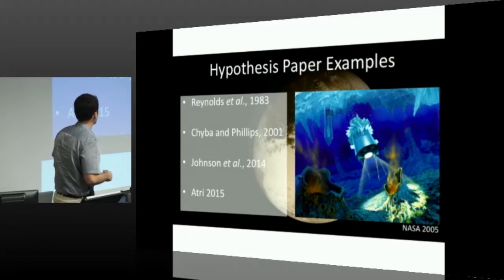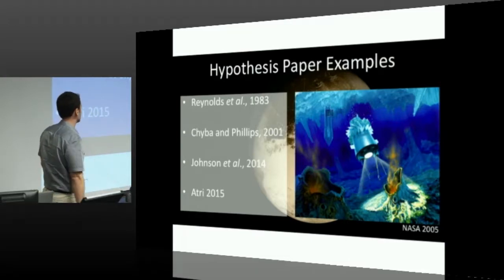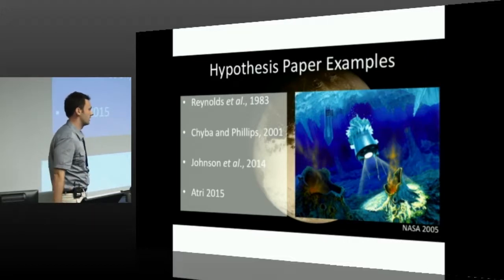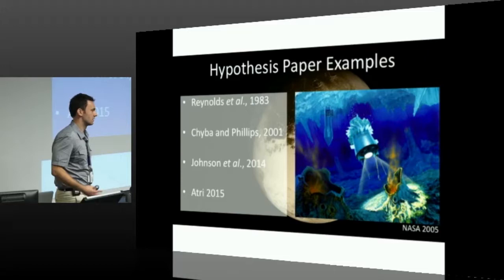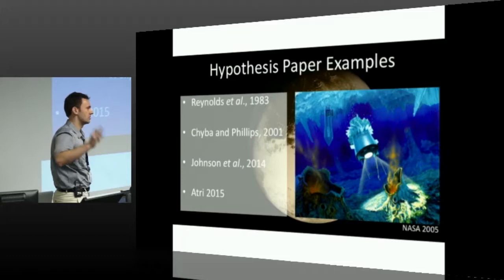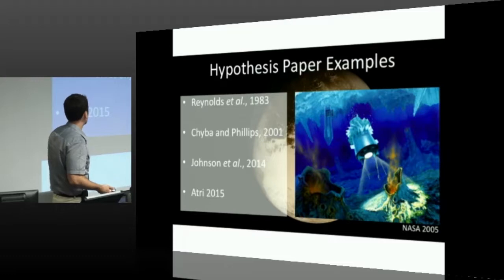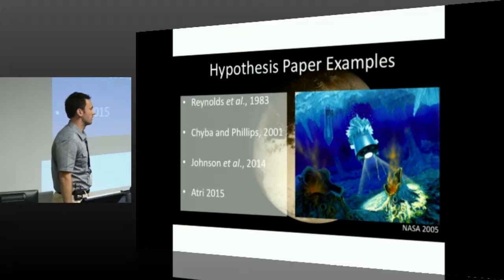Well, it's exactly what it sounds like, and I'm just going to go through some examples of what other people have done. So Reynolds et al. in 1983 hypothesized that life might utilize the planetary magnetosphere of Jupiter as a source of energy, basically having the particle radiation hit the surface of the ice on one side and having that current go down through a subsurface ocean, forming hydrogen and oxygen, basically splitting water apart, that would then be able to power life.